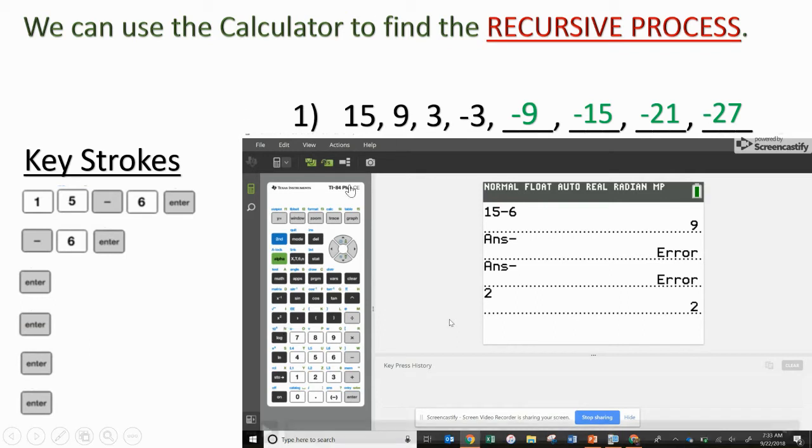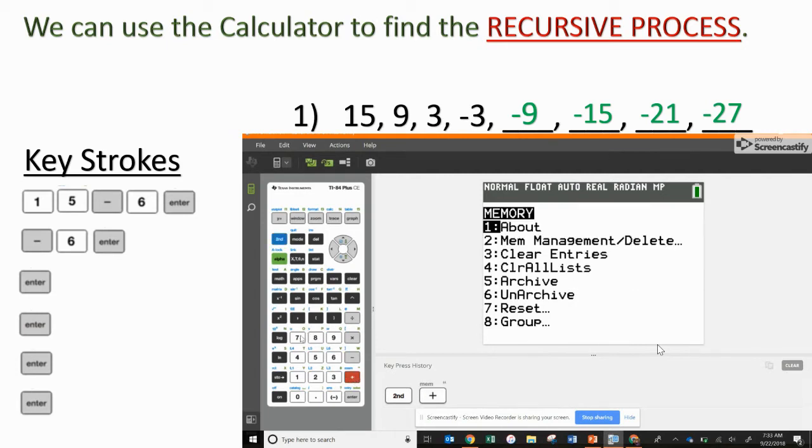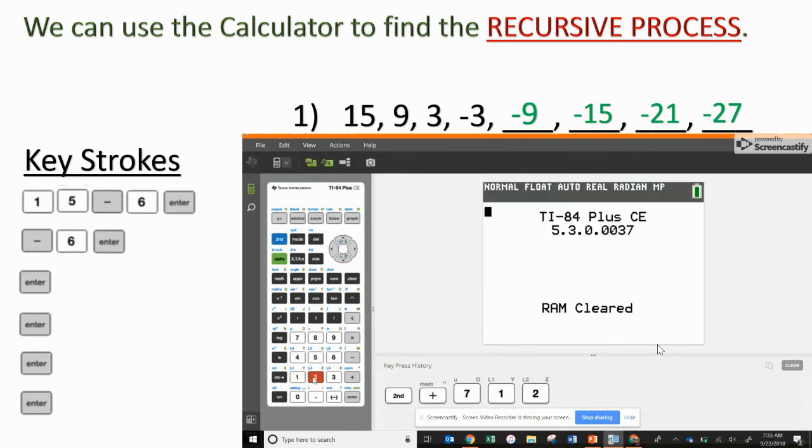And so if we look at what we did, I'm going to show you the keystrokes. Okay, so remember the first thing that you want to do is clear the screen. So we're going to clear the RAM on our calculator. So I want you to hit second, which is the blue button, plus 712. And that's going to clear the RAM in your calculator, get everything off that. I want you to do that every day when you first get your calculator.